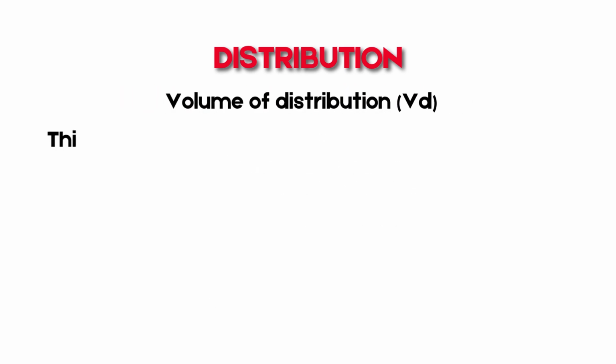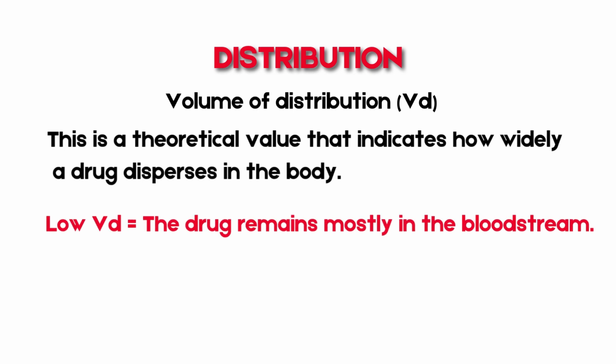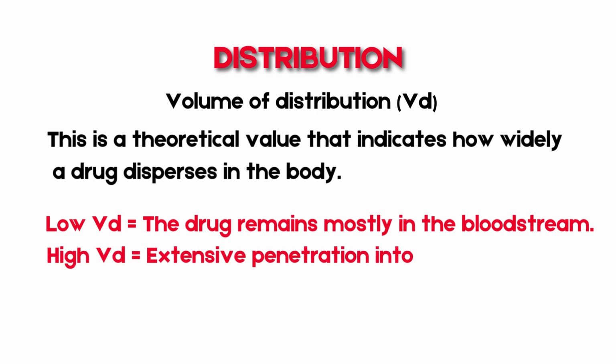A key pharmacokinetic parameter here is the volume of distribution, VD. This is a theoretical value that indicates how widely a drug disperses in the body. A low volume of distribution suggests the drug remains mostly in the bloodstream. A high volume of distribution suggests extensive penetration into tissues.